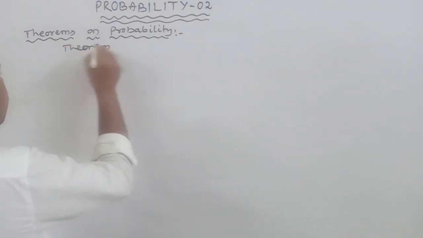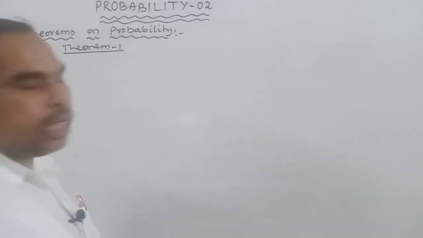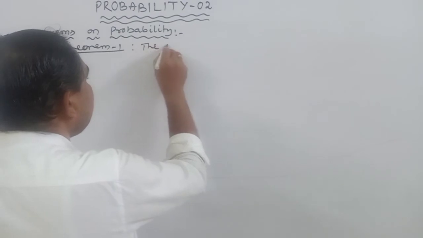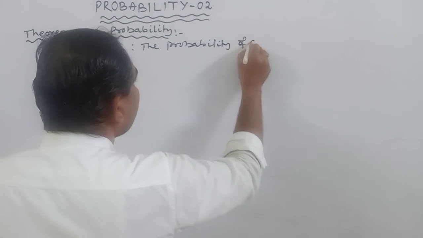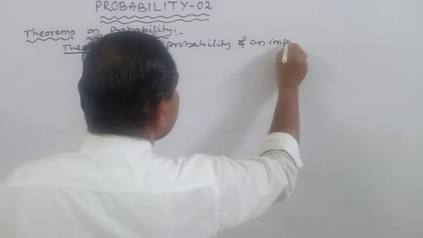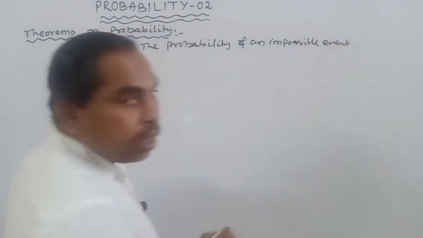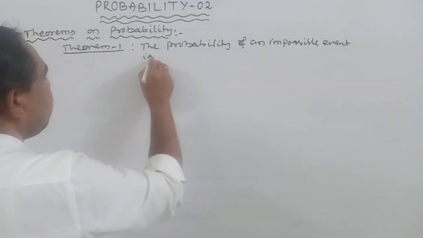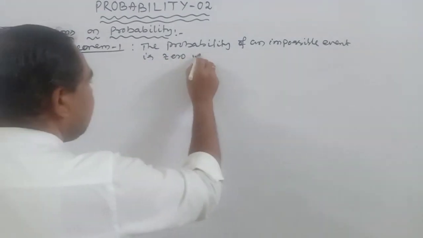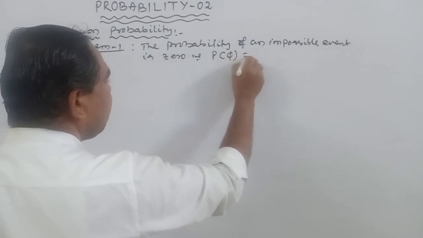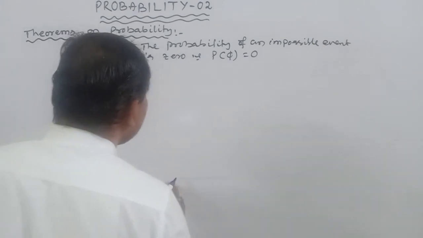Theorem 1. The probability of an impossible event is 0. That is, P of phi is equal to 0.